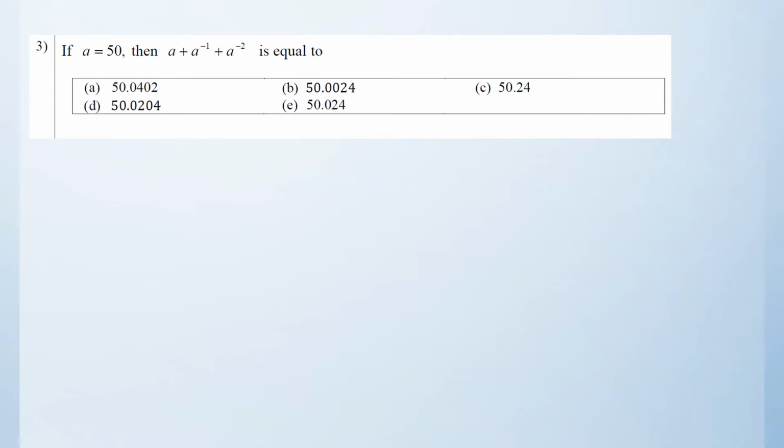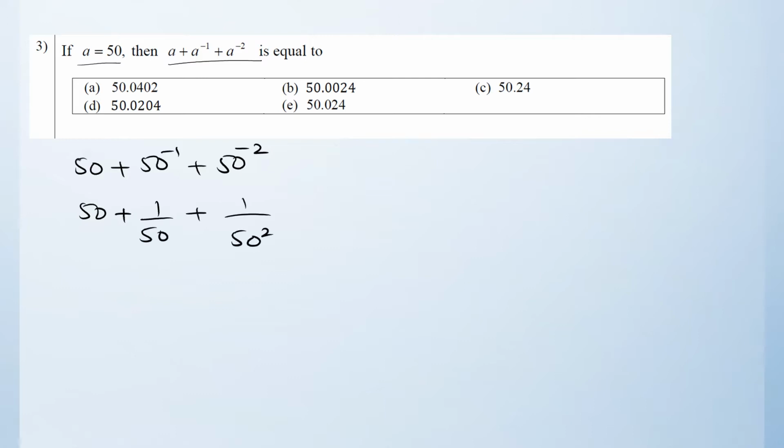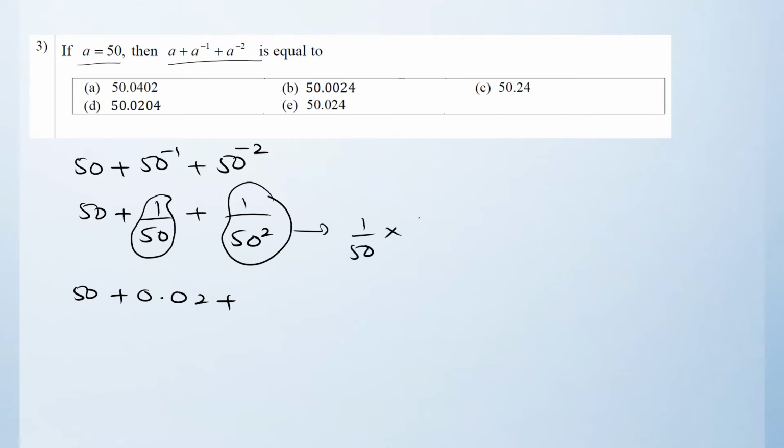Question number 3. We have to evaluate this when a equals 50. When we replace a by 50, we have 50 plus 50 to the power minus 1 plus 50 to the power minus 2. This is the same as 50 plus 1 over 50 plus 1 over 50 squared. 1 over 50 is 0.02, and 1 over 50 squared is 1 over 50 into 1 over 50. So we have 0.02 into 0.02.